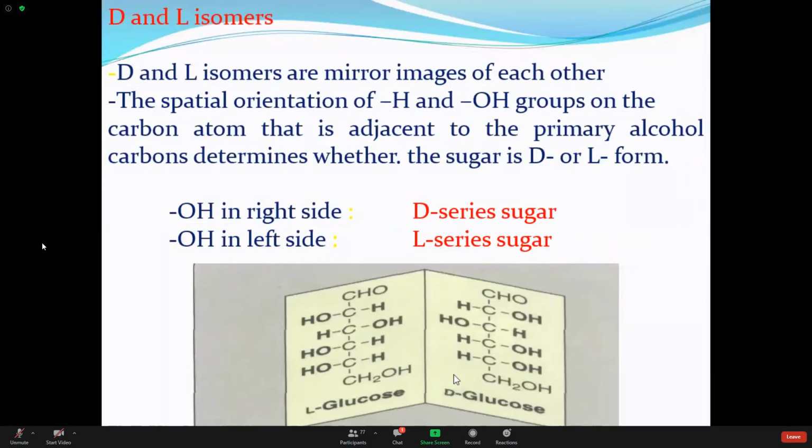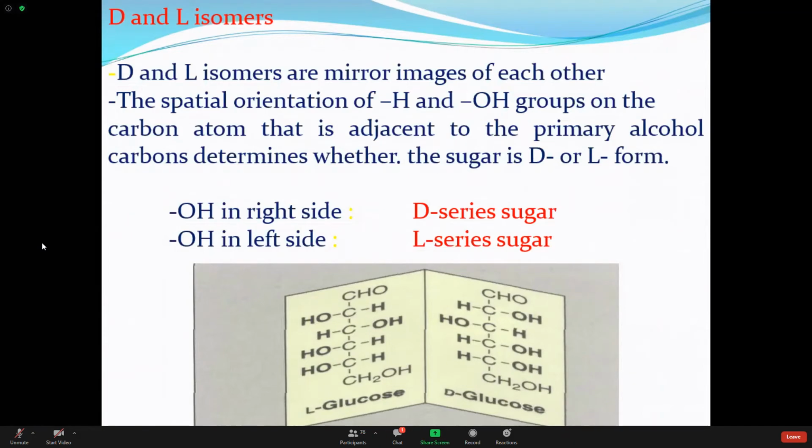So have a look at this picture. This is L glucose. This is D glucose, and it is just like a mirror image. Suppose this is the mirror. Have you looked at these 2 figures? You can make them superimposed on each other. Like H is near to the mirror, here also H is near to the mirror. OH is near to the mirror, OH is near to the mirror. There H is far from the mirror, here H is far from the mirror. So just like a mirror image of each other, and that is called the D and L isomers.